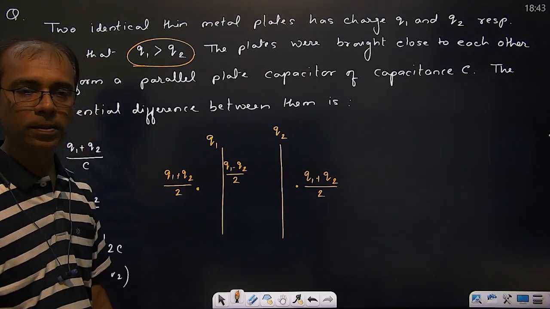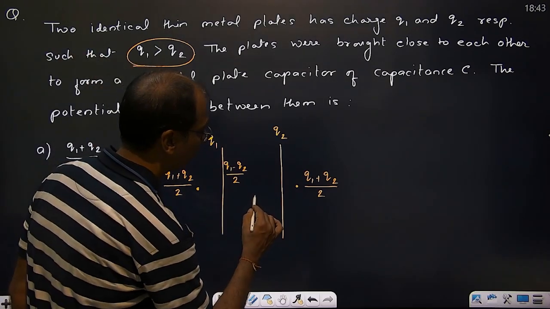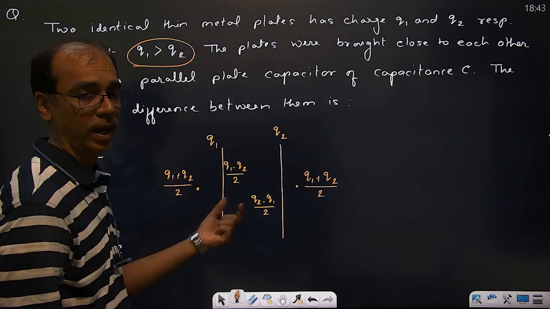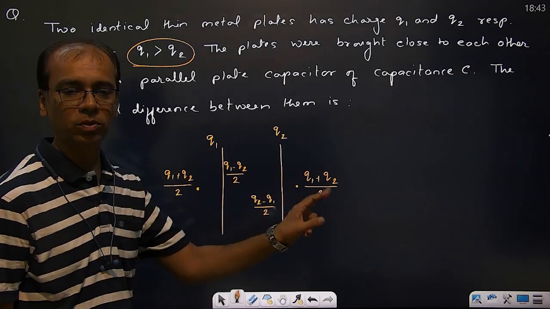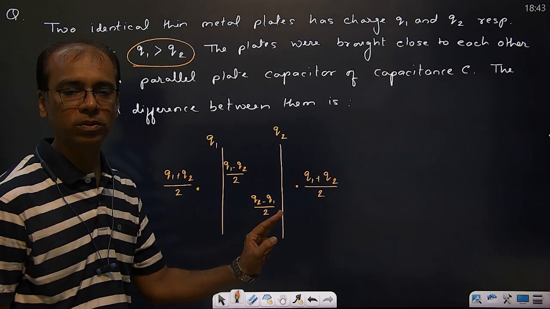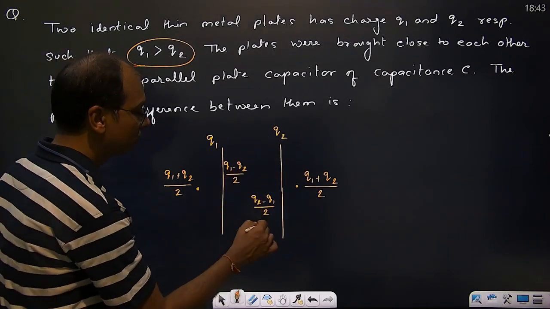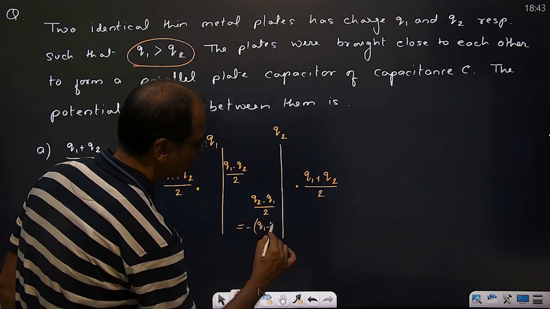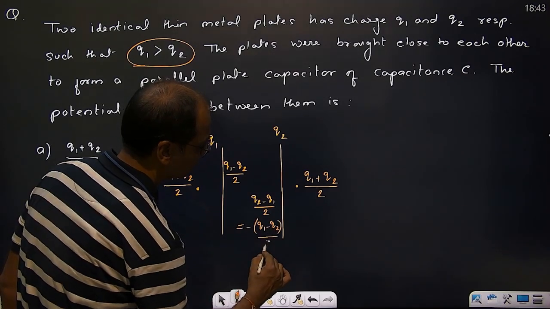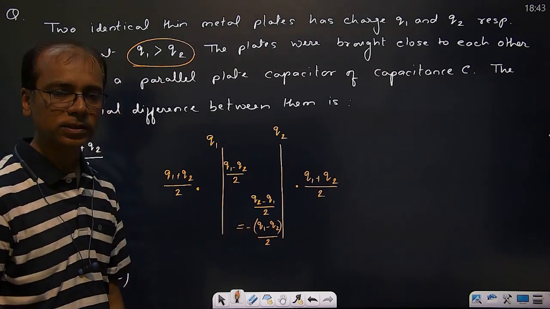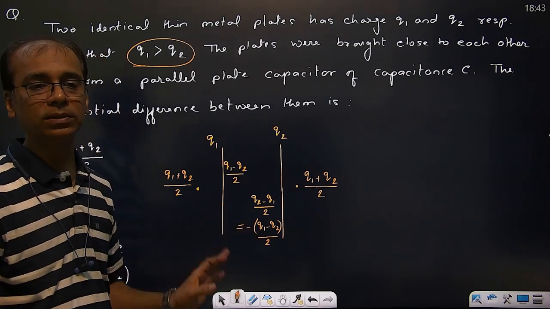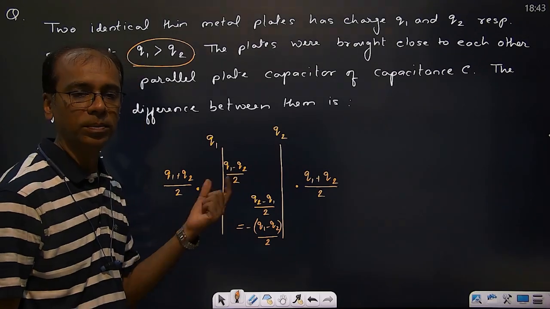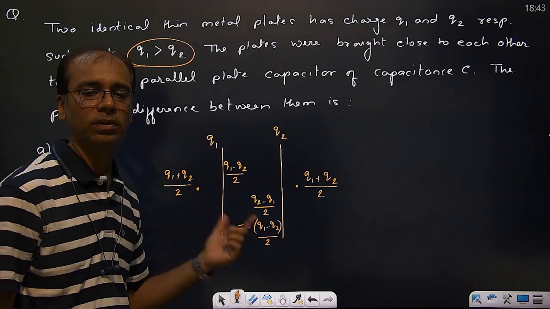Same way here, how much? Here the charge will come (Q2 minus Q1) by 2. Again add: Q1 by 2 will cancel, Q2 by 2 plus Q2 by 2. But this charge, (Q2 minus Q1) by 2, I will write as minus (Q1 minus Q2) by 2. Why? Because that is what we have learned in a capacitor, that this charge and this charge will be exactly equal. One will be positive, the other negative.